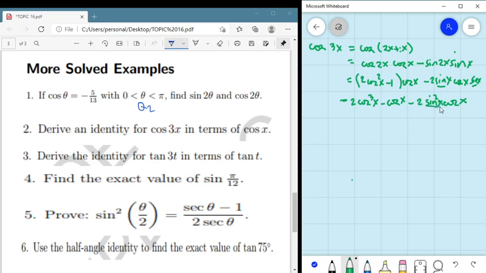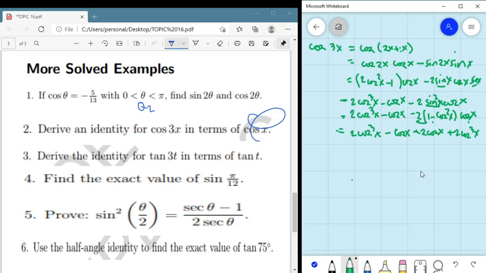Okay, since sine squared is what we will replace, because our target is cosine, we have to copy 2 cosine cubed x minus cosine x minus 2 quantity 1 minus cosine squared x cosine x. So this will be the same as 2 cosine cubed x minus cosine x minus 2 cosine x, then plus 2 cosine cubed. So the final answer would be 2 plus 2 is 4 cosine cubed x minus 3 cosine x. Okay, so that is the final answer for number 2.